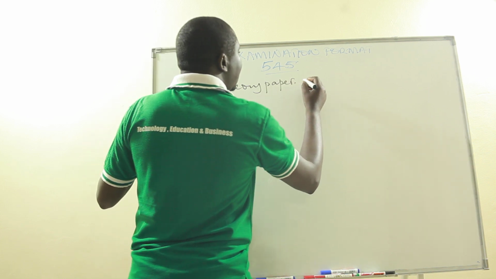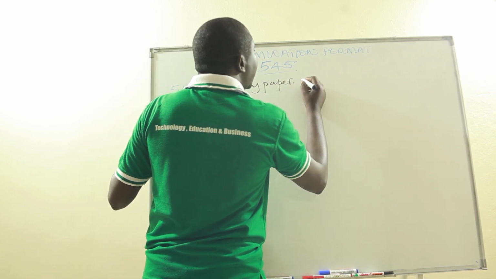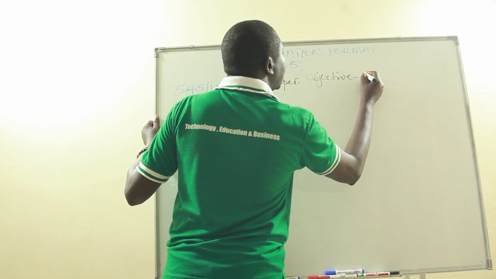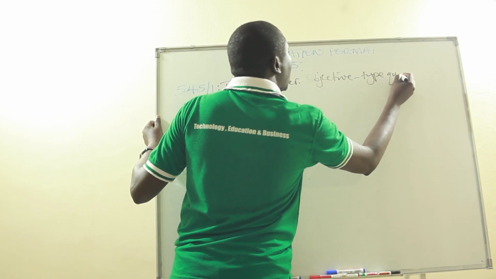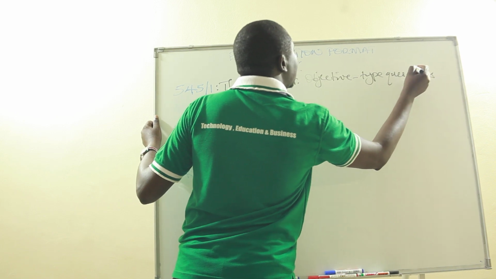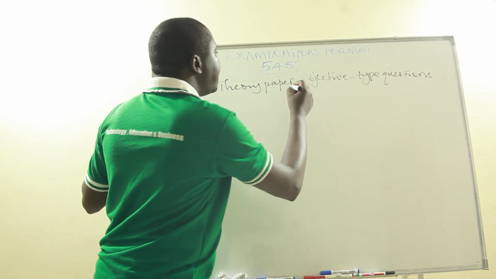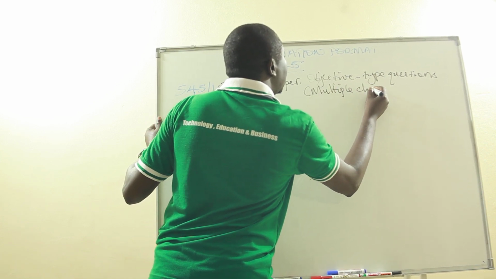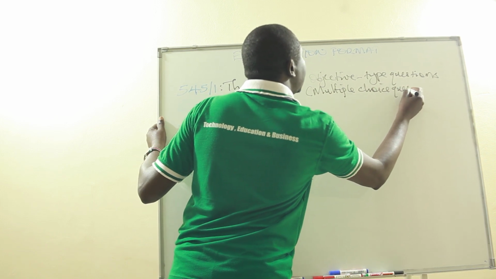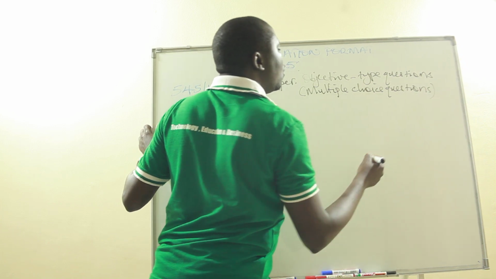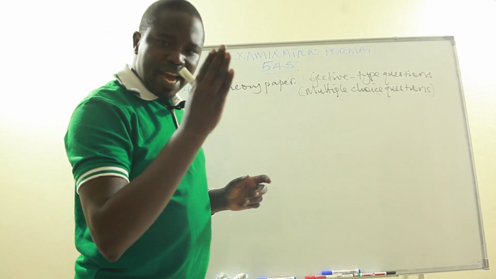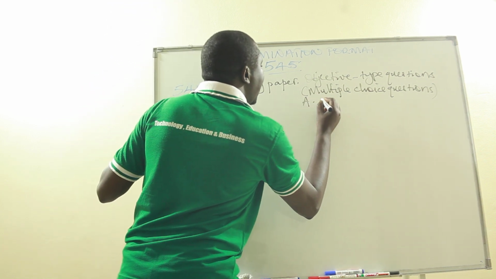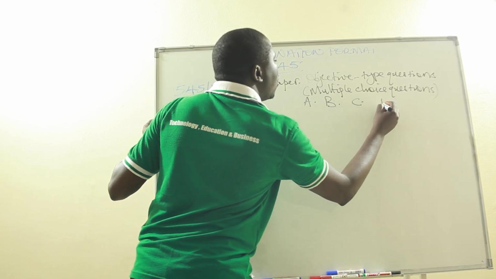And this theory paper is having what we call objective type questions. These objective type questions, or sometimes we refer to them as being multiple choice questions. They will give you a question with four related answers, answers which are so close to one another. So those answers are given as A, B, C, or D.